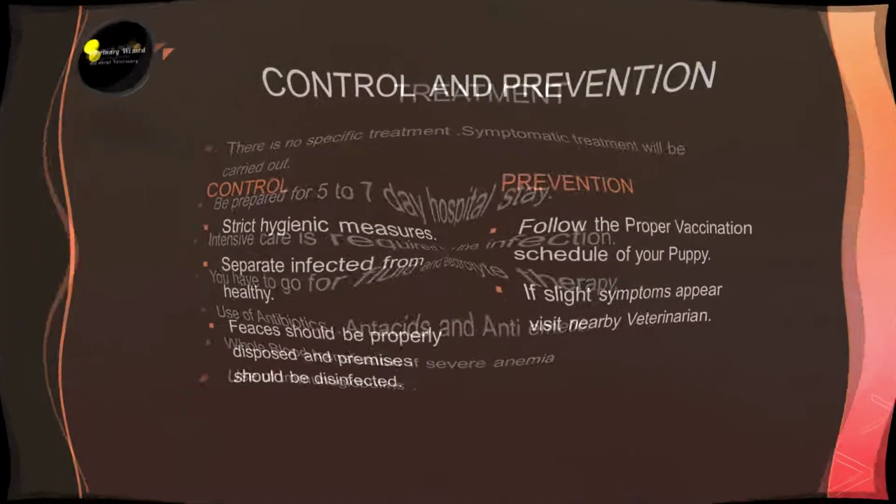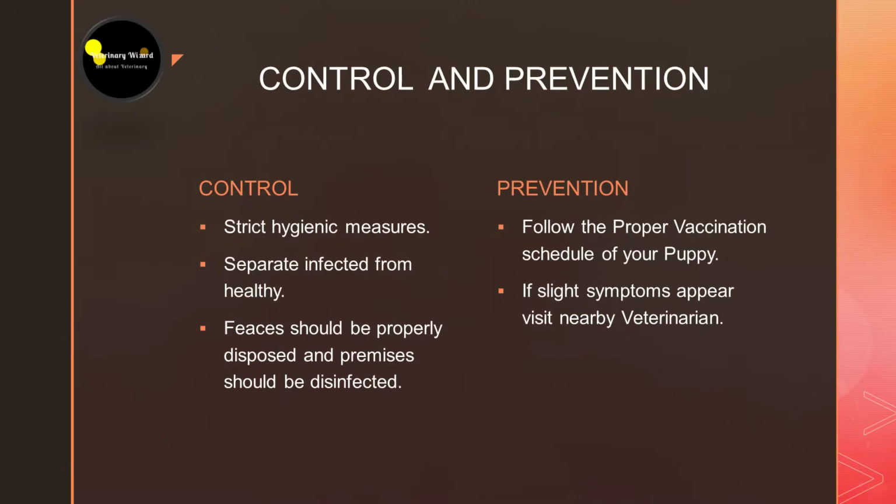Last but not the least is control and prevention. To control this disease you have to follow strict hygienic measures. Separate the healthy and infected animals. And properly dispose of the feces and disinfect the area. For prevention, follow the proper vaccination schedule of the puppy. And if slight symptoms appear, visit a nearby veterinarian. So this was all about canine parvovirus infection.